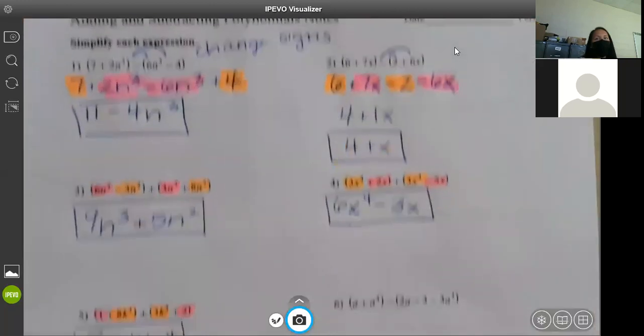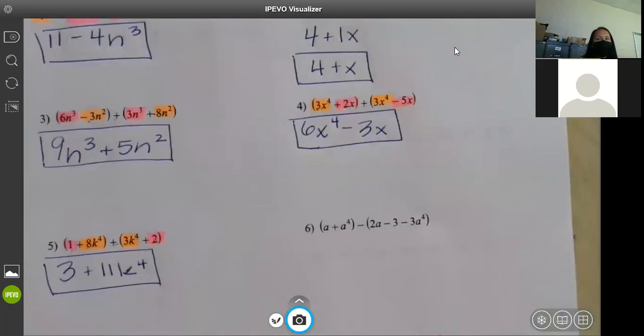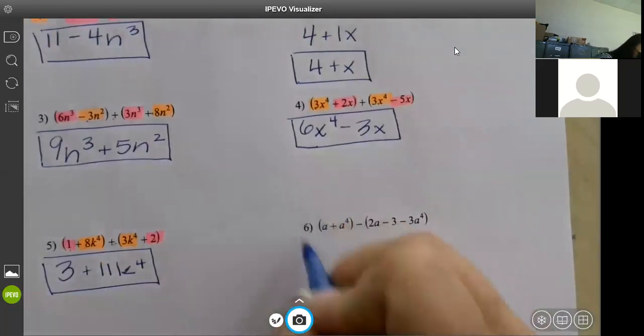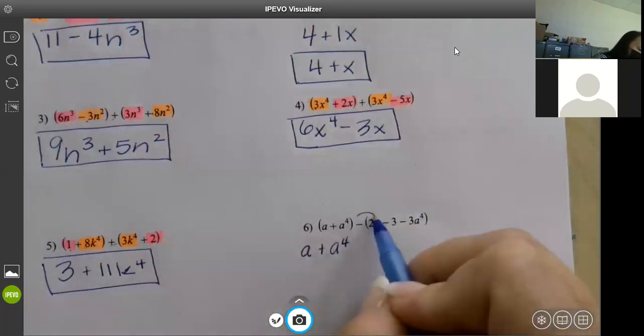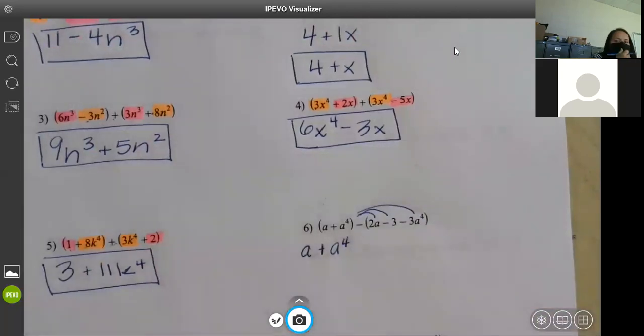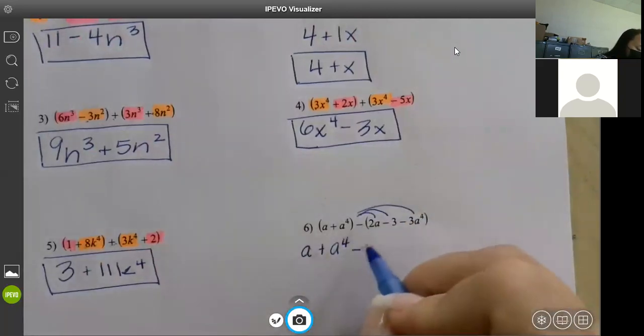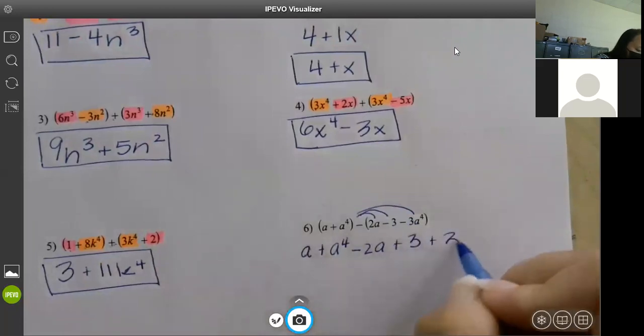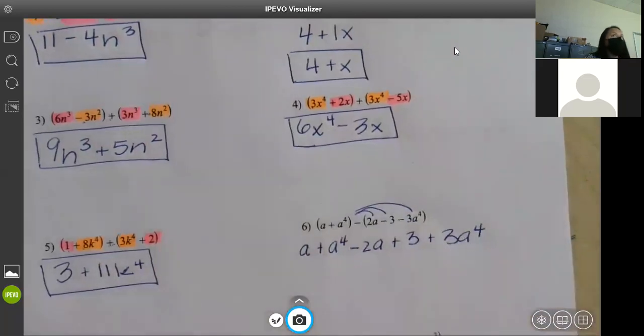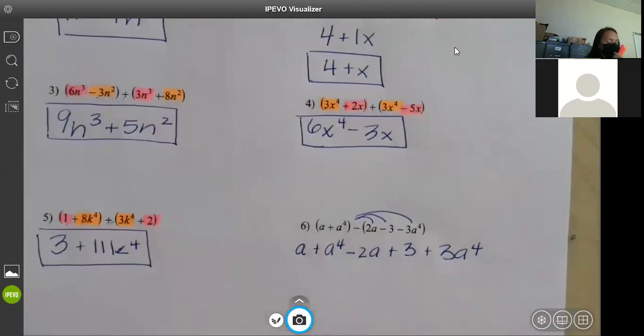All right, the next one. We're going to do the same thing. The first one stays the same. So a plus a to the 4th. All of the back ones change. So a -2a, a +3, and a +3a to the 4th. They all change.